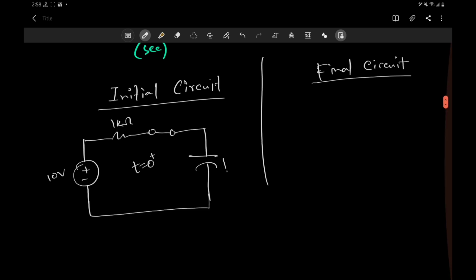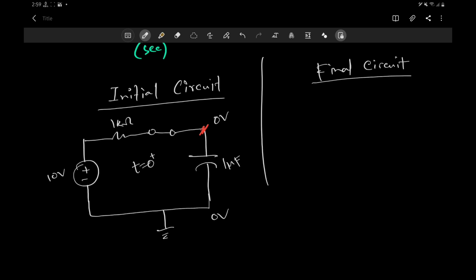Now we are interested in the voltage of this node, and since this is 0 volts here, at the very start this will also have 0 volts here. Why? Because you just closed the circuit and it takes time for capacitors to grow the voltage, right?